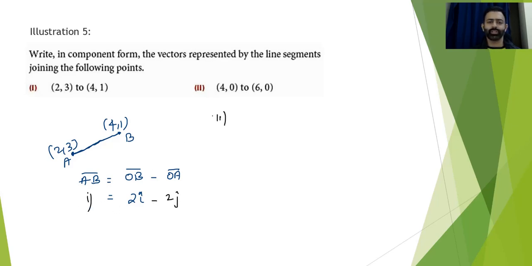And similarly, you can do the second part. 6 minus 4 is 2 i cap and 0 minus 0 is just 0, so it is just 2 i cap. And if you have to plot this, how this vector will look: since 4 comma 0 is a point on the x-axis and 6 comma 0 is again on the x-axis, the vector lies along the x-axis like this. This is just 2 i cap.